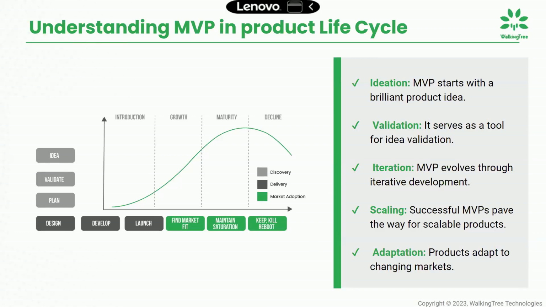Now, let's understand what is the importance of MVP in the product lifecycle. And before that, let's understand what a product lifecycle is. I've tried to illustrate the chart here. As you can see, the product lifecycle has 4 stages: introduction, growth, maturity, and decline.